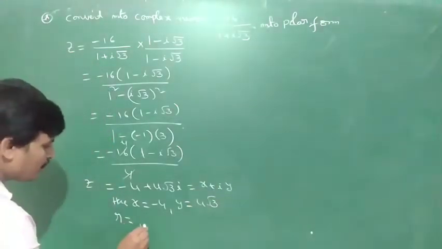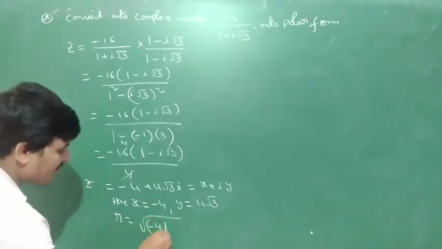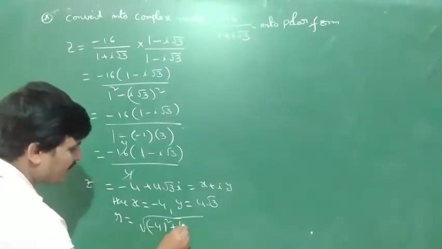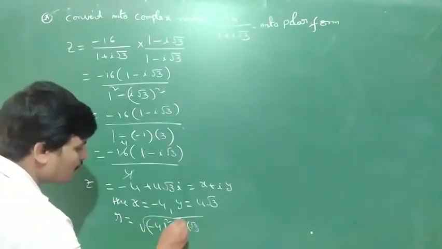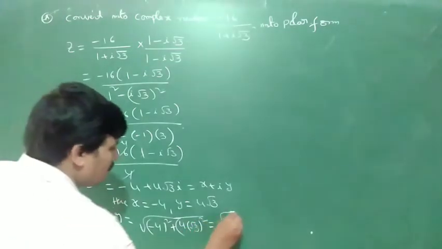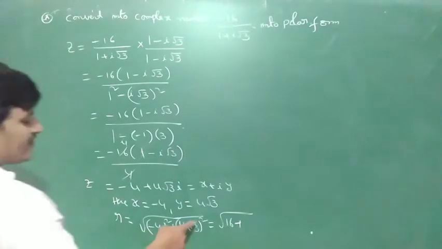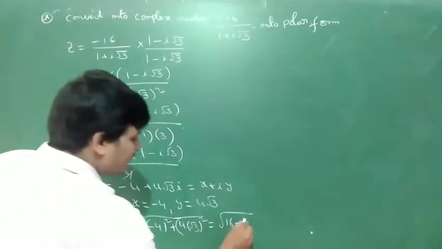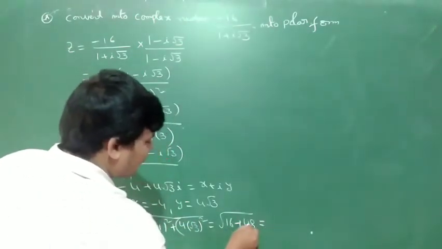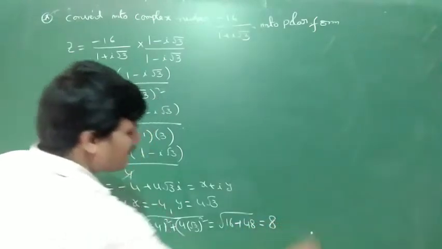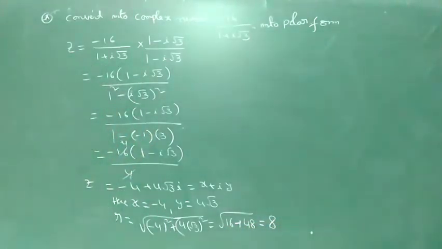So r is equal to root of x square plus y square, with 4 root 3 whole square. So 4 square is 16, plus 16 into 3 is 48. So 16 plus 48 is 64, and root 64 is 8. This is r is equal to 8.